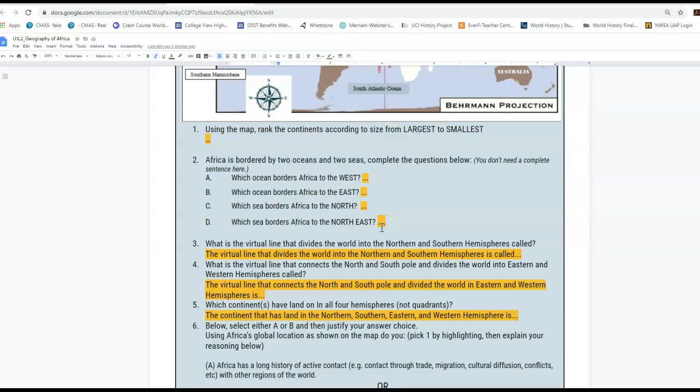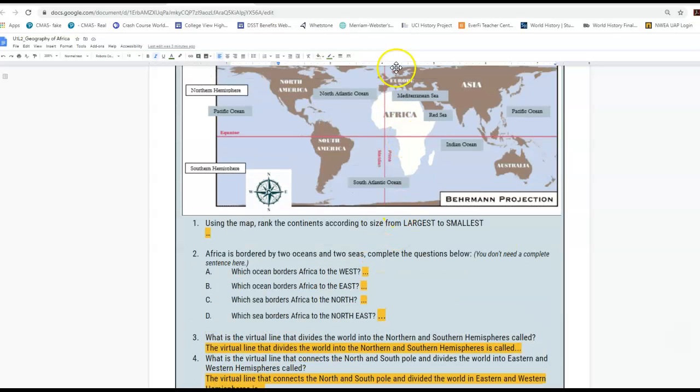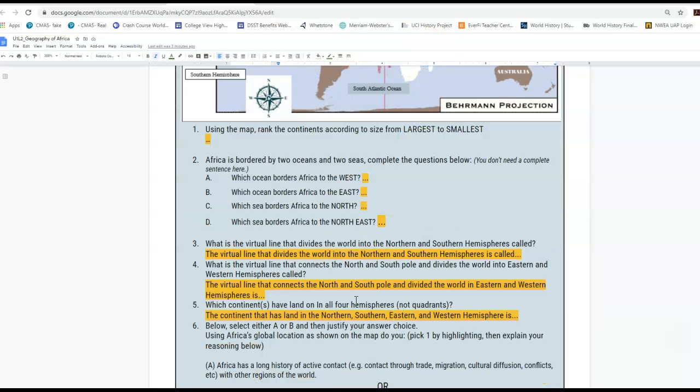Number 5, which continent has land that falls into all 4 hemispheres, not quadrants? So if you're looking at this and thinking about quadrants, that's math, we're talking about hemispheres. I want you to look at what is in both the north and the south, both the east and the west. It's pretty obvious though. We're talking a lot about Africa, so I suspect Africa is going to be in all 4 hemispheres.